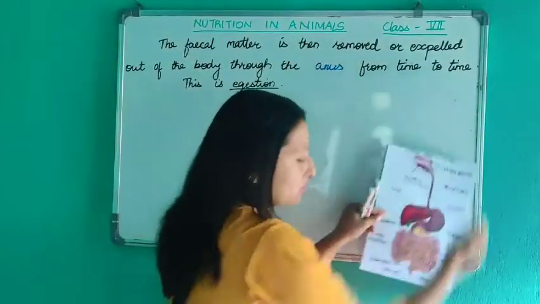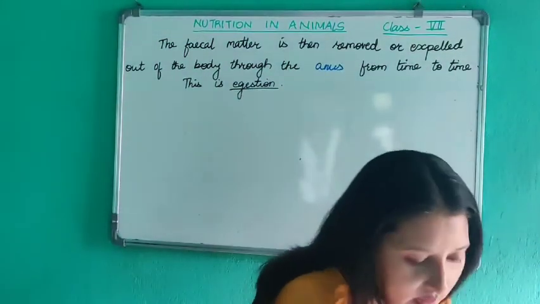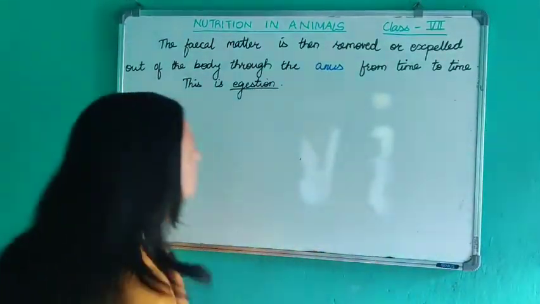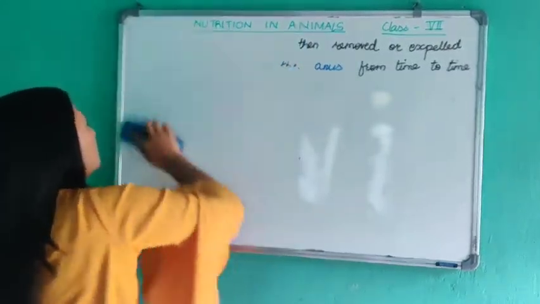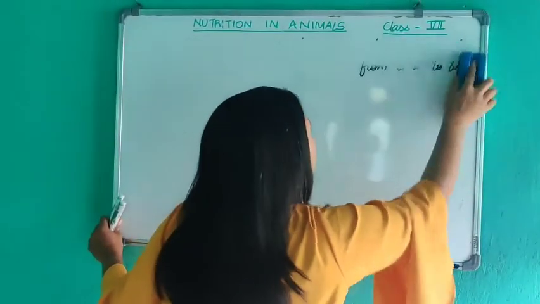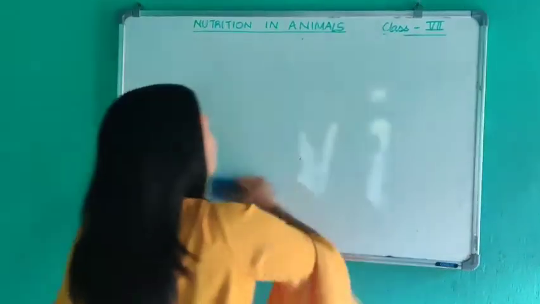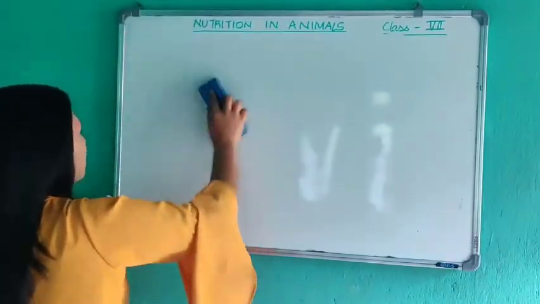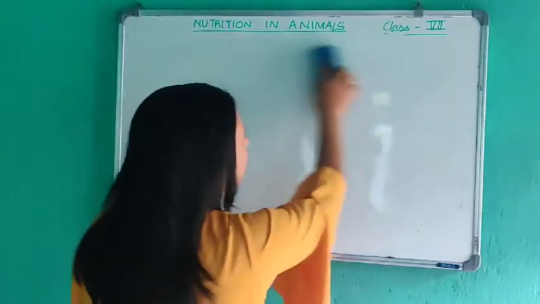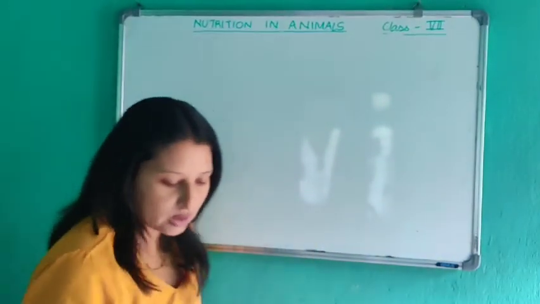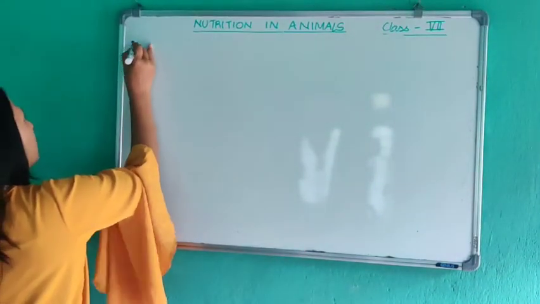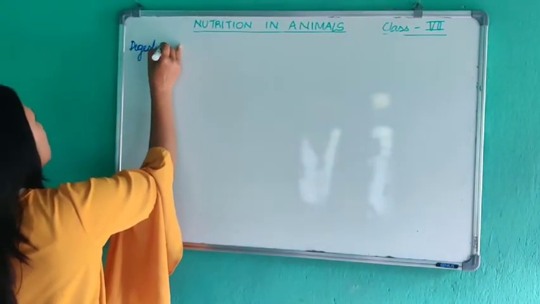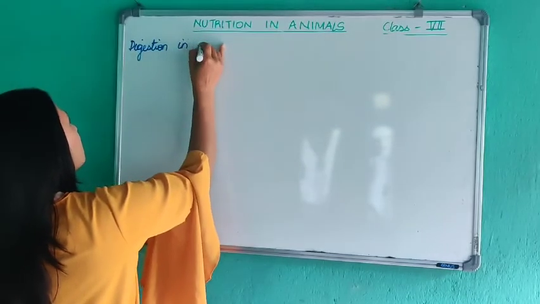Now let us move on to the next subtopic, that is digestion in grass eating animals. Okay, digestion in grass eating animals. I think all of you know what are grass eating animals, right? Grass eating animals त थाहा छ होला, जसले घाँस खान्छ. We also call them as herbivores. So let us see how digestion takes place in such grass eating animals.